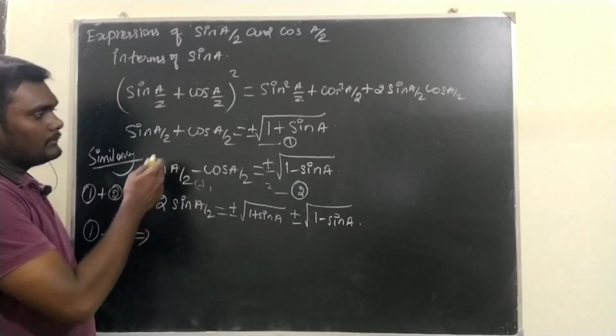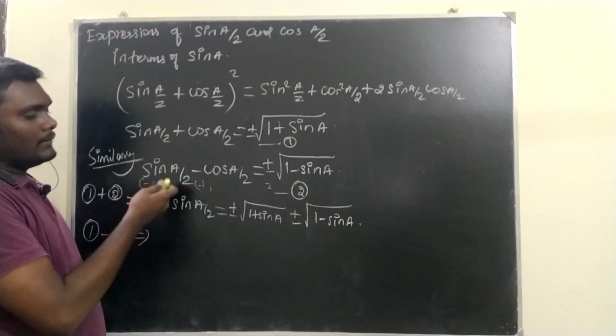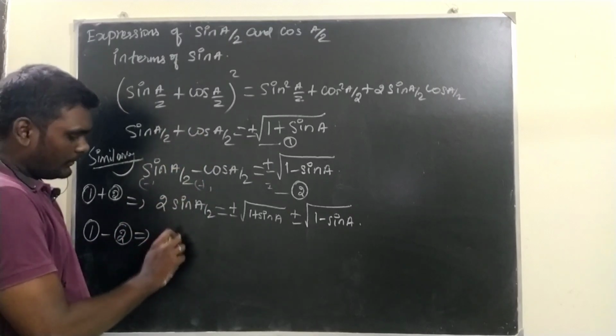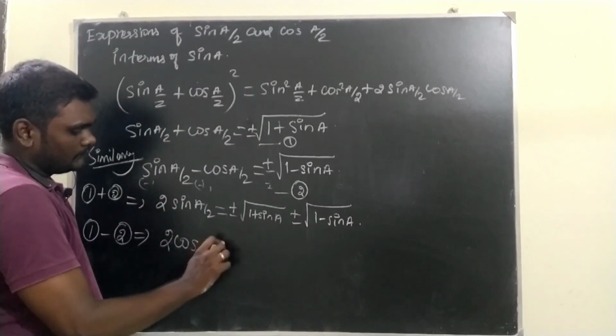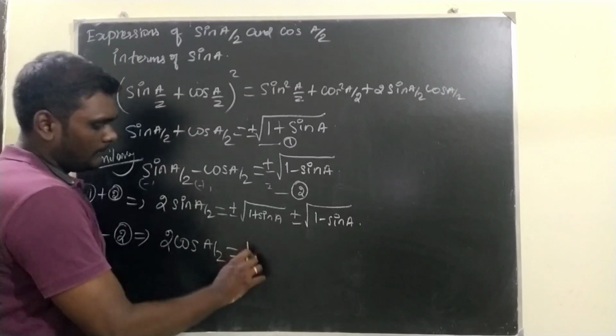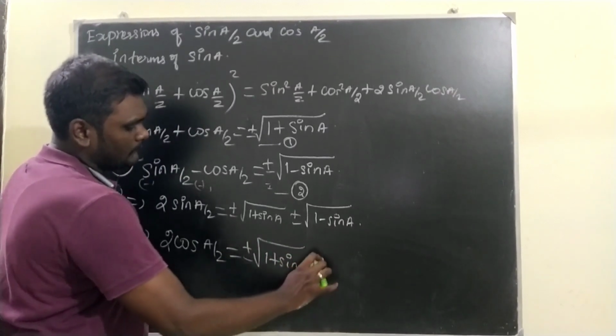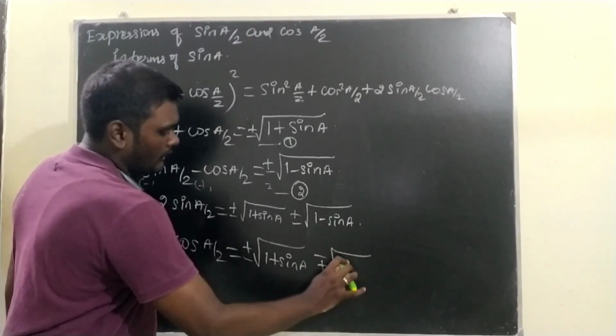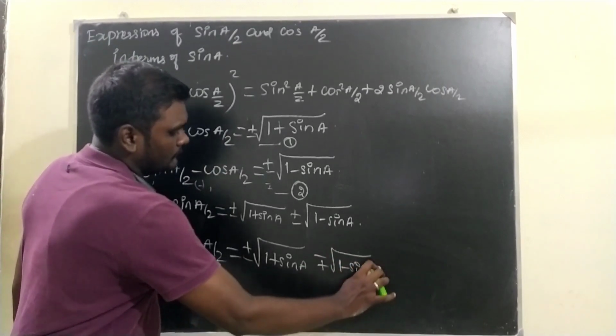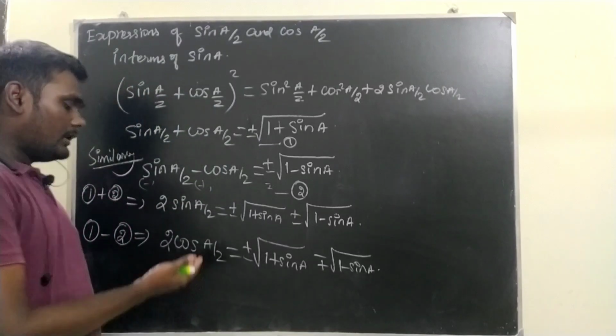See, when you add these two, they will get cancelled, rather we will get 2 cos A by 2 equals plus or minus root of 1 plus sin A minus or plus root of 1 minus sin A. We have arrived at our answers.